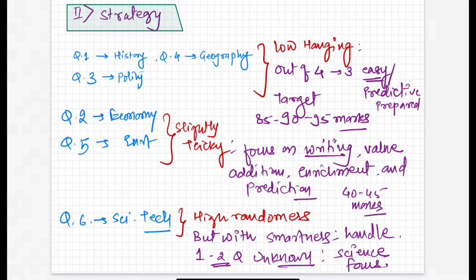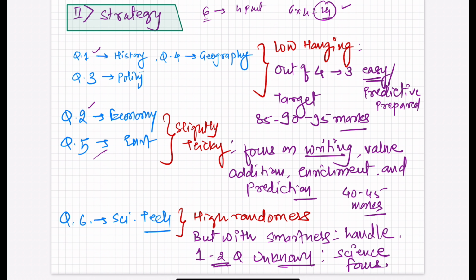So while approaching this GK paper, you need to come up with a strategy for it. In the GK paper, there are 6 questions of 4 parts each. So you need to write 6 into 4, which is equal to 24 questions. And let me tell you, each question is based on a certain theme or topic or subject. So question number 1 is on history, generally. Question number 2 is on economy. Question number 5 is on environment, and the rest follow for the others.